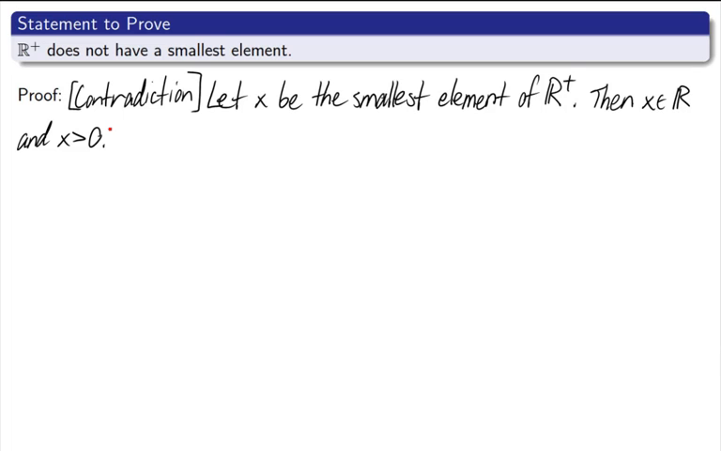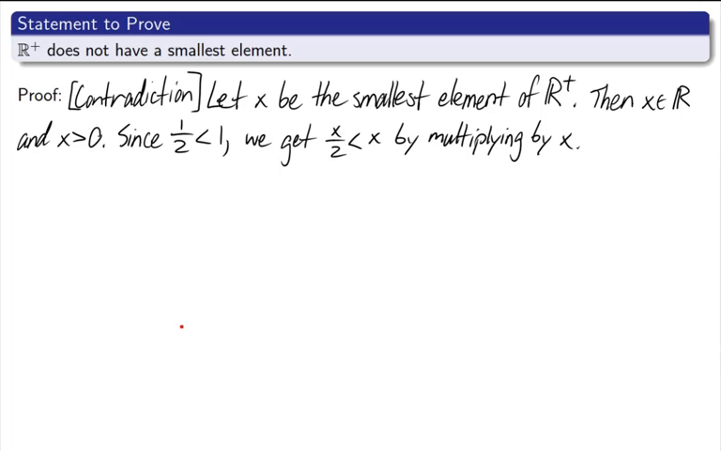That you can make a real number smaller than it was already? One idea you may have is subtraction. But if you subtract anything, that might take you out of the positive numbers. Another one, and this one does work, is you can divide by something like 2. And I believe everyone can agree with me there. If you take a positive number and you divide by 2, you get a positive number. Let's explain that just a little bit. Since 1/2 is less than 1, we get x over 2 is less than x by multiplying by x. Our value is going to be x over 2.